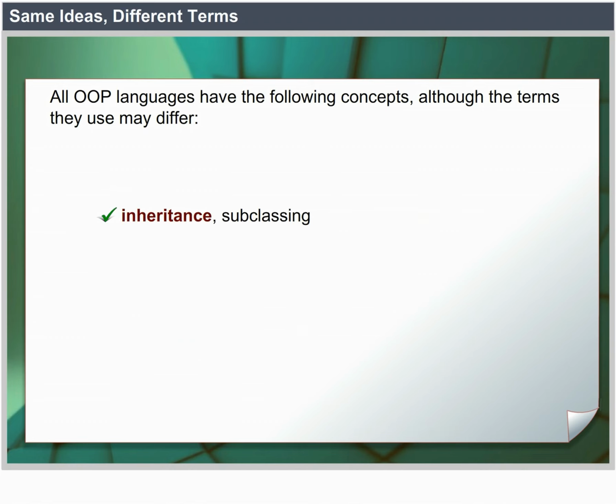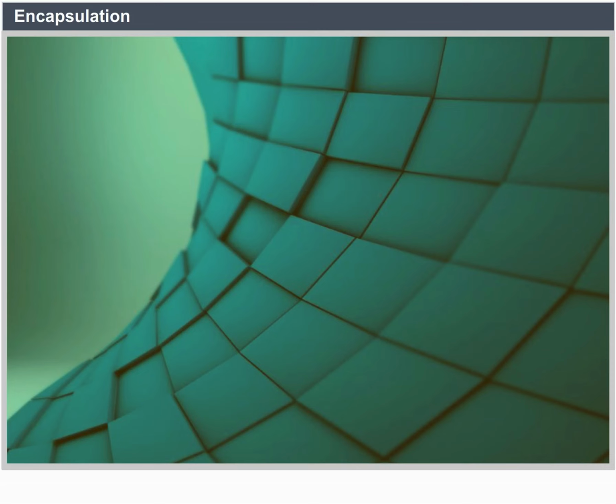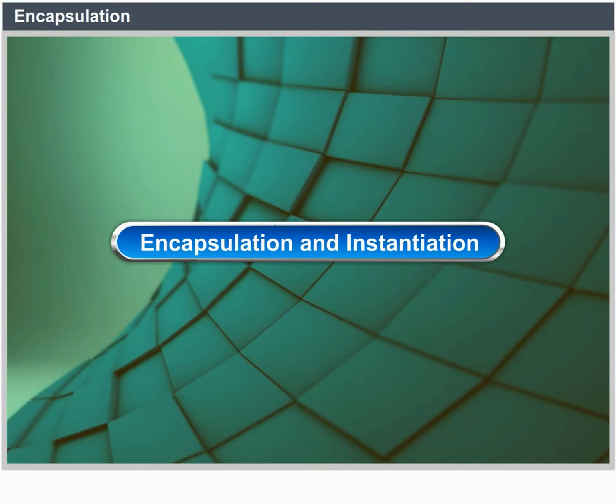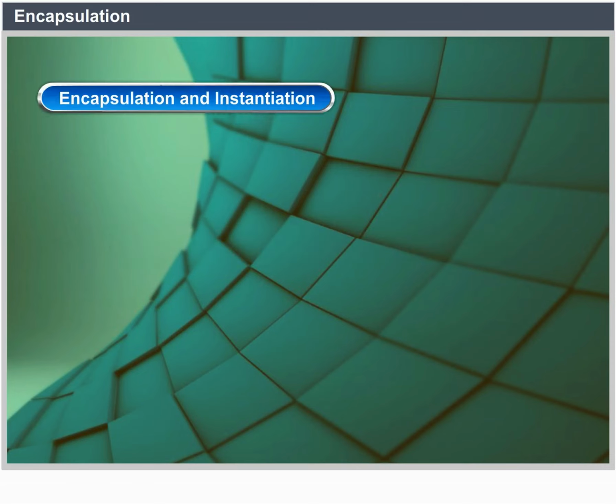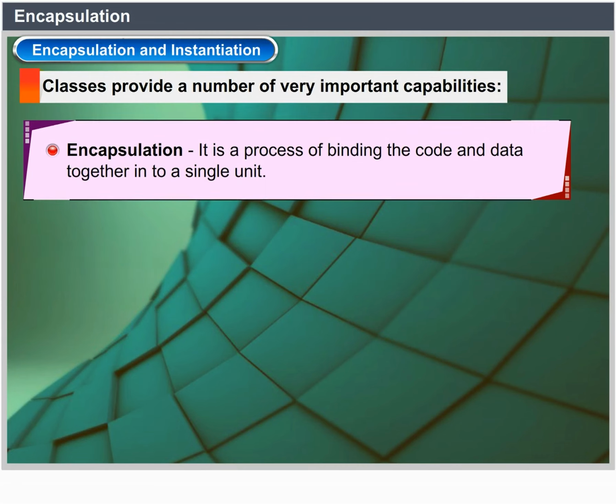Inheritance and subclassing. This chapter will describe the definition or creation of classes and illustrate the mechanics of declaring a class and defining methods associated with instances of the class. Encapsulation and instantiation. Classes provide a number of very important capabilities.